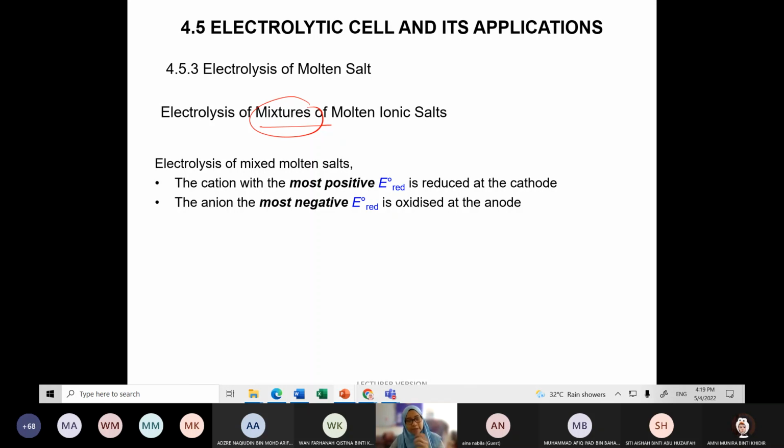So nak based on apa? Based on E0 reduction in the SRP. Okay, so the concept, dia punya idea is based on the E0 reduction. So the cation with the most positive E0 will be reduced at the cathode, and the anion that has the most negative E0 reduction will be oxidized at the anode. So you are going to be based on this one.